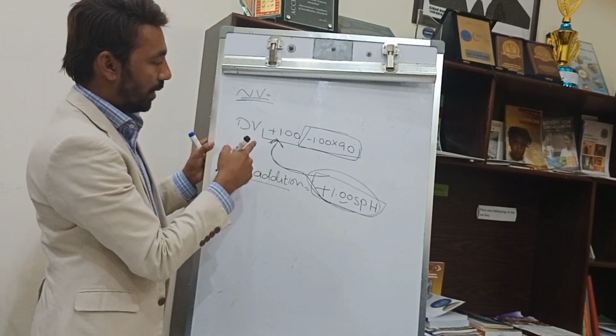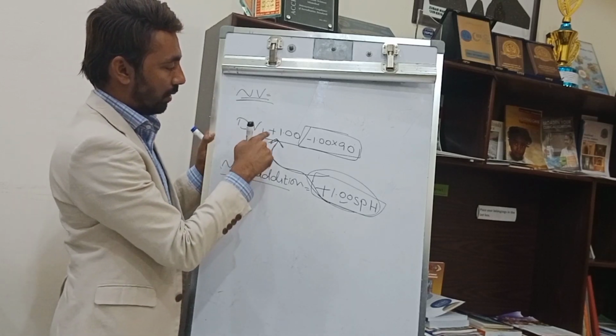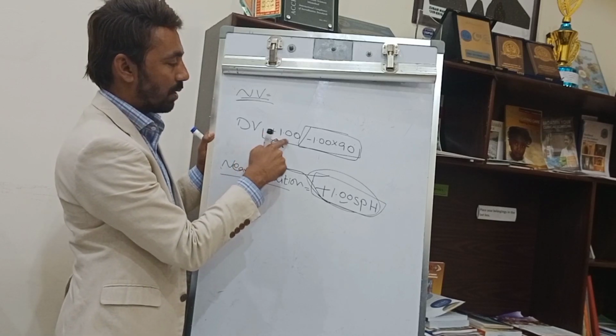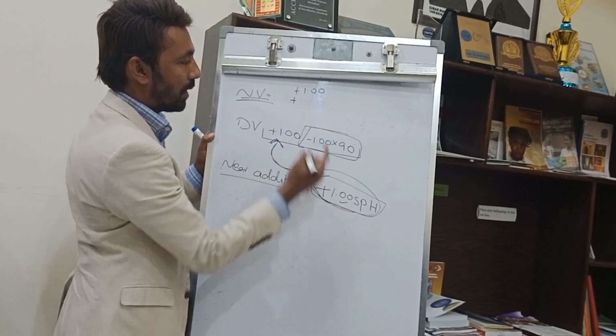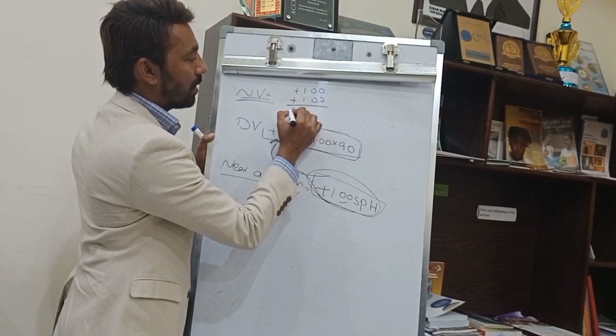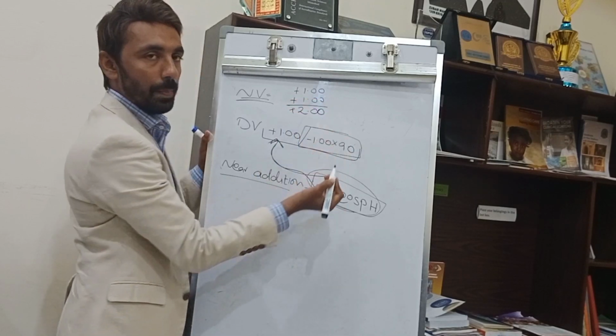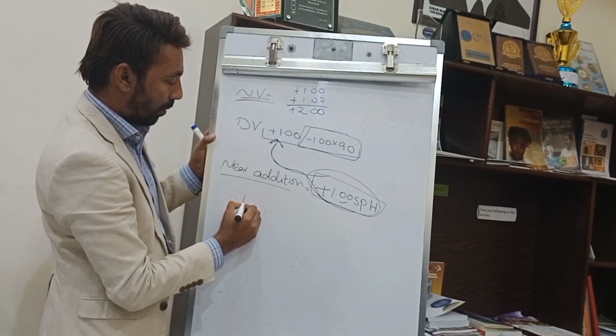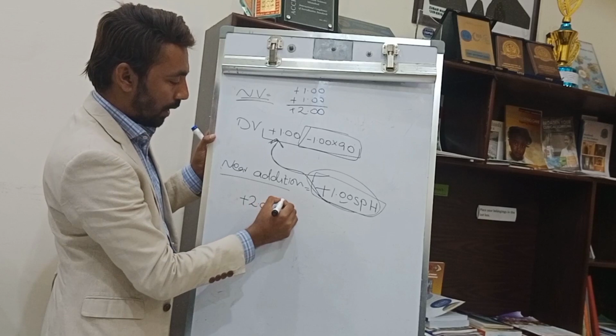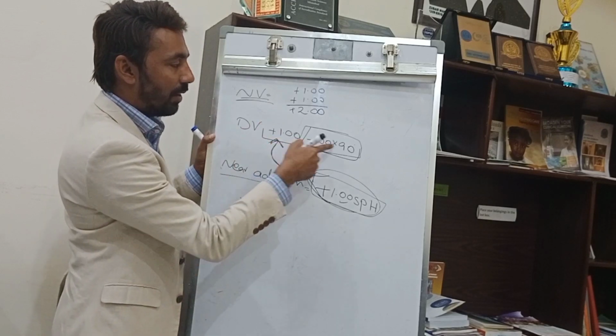So what is actually the spherical correction? It's the distance vision is +1. So +1 and +1 addition is +1. So the answer would be +2, right? So the near vision prescription of that eye would be +2 with the same cylinder and axis.